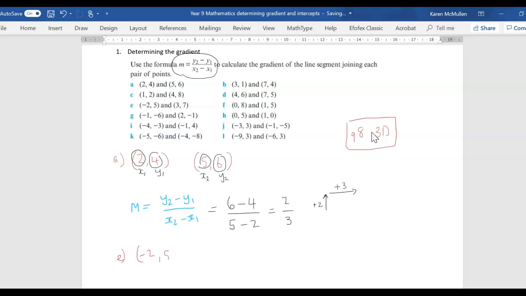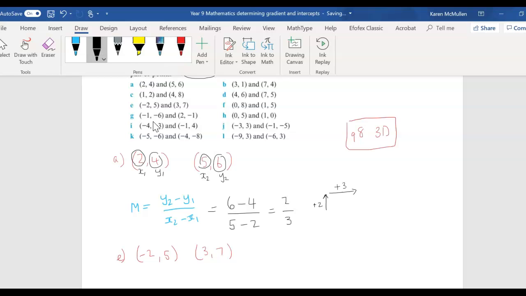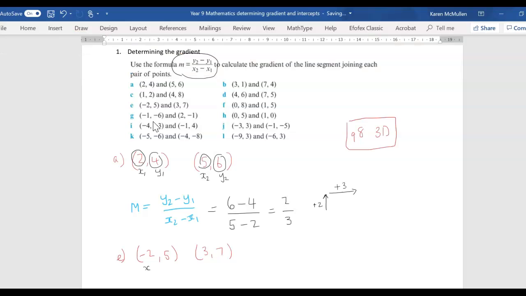All right, -2 and 5. And then the other point is 3, 7. All right, so labeling them first. Remember this is our first point. The coordinates are x, y, so it's x1, y1. And the coordinates of the next point, because it's the second point, we're going to write x2, y2.